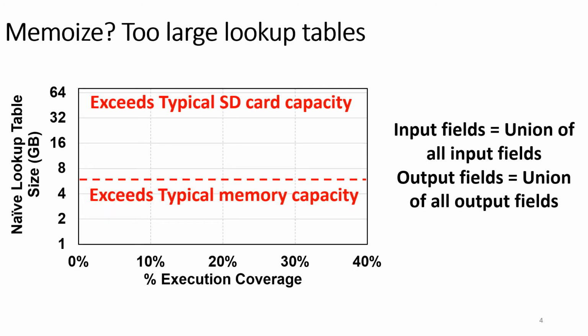We next explore the possibility of building a lookup table with the union of all possible input-output fields we see during the execution, and plot the lookup table size in GB versus the percentage of execution that gets covered with the lookup table. As seen, a typical smartphone has 6 to 8 GB of DRAM and anywhere from 64 GB to 128 or 256 GB of SD card capacity.